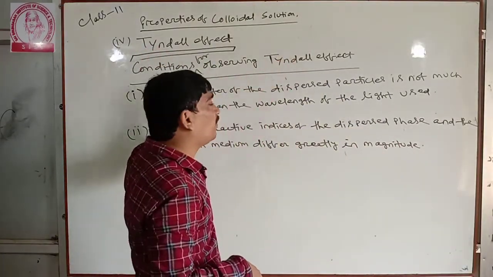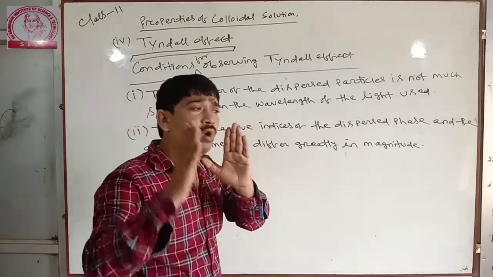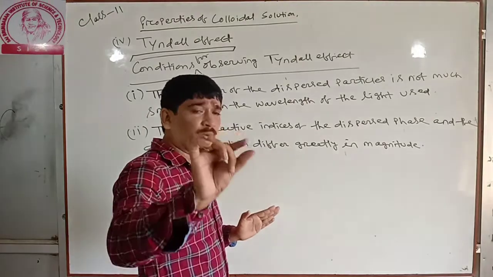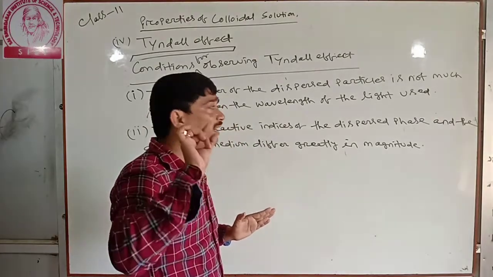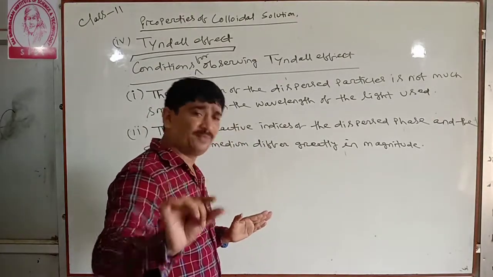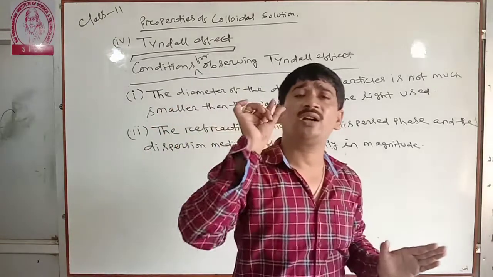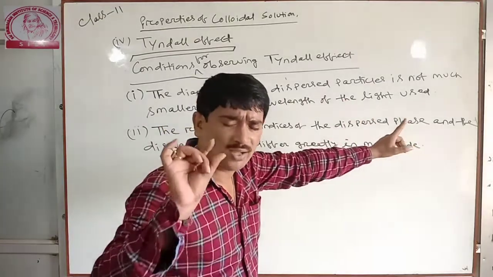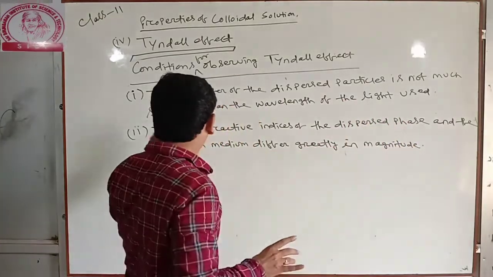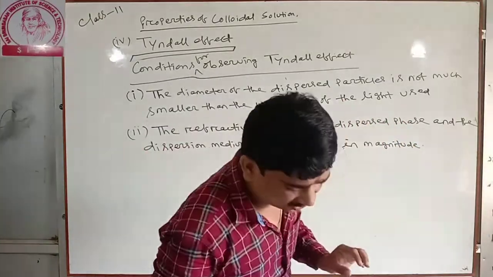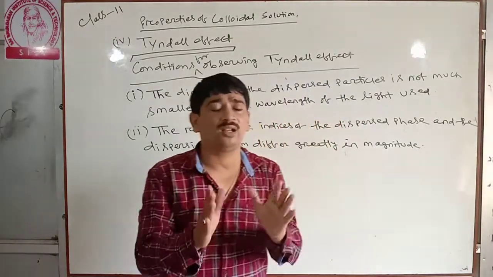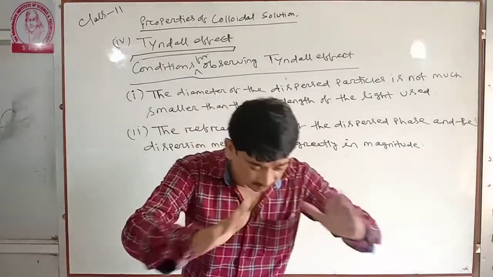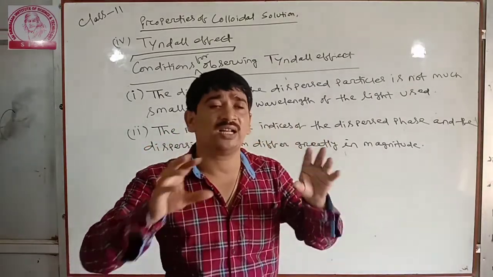The dispersed particle diameter must not be too small compared to the wavelength of the light used. That is the first condition. The second condition: the refractive indices of the dispersed phase and dispersion medium differ greatly in magnitude.